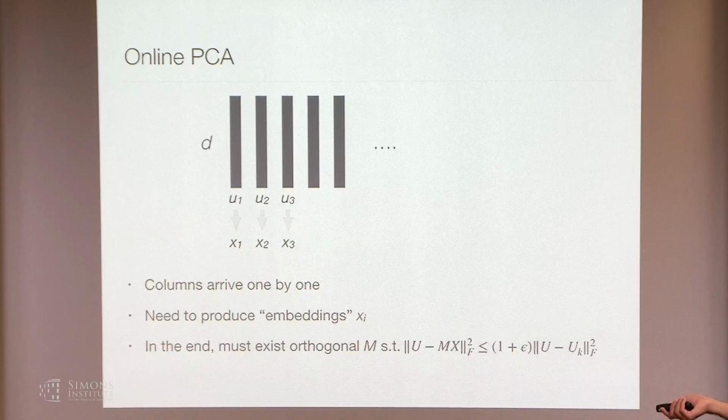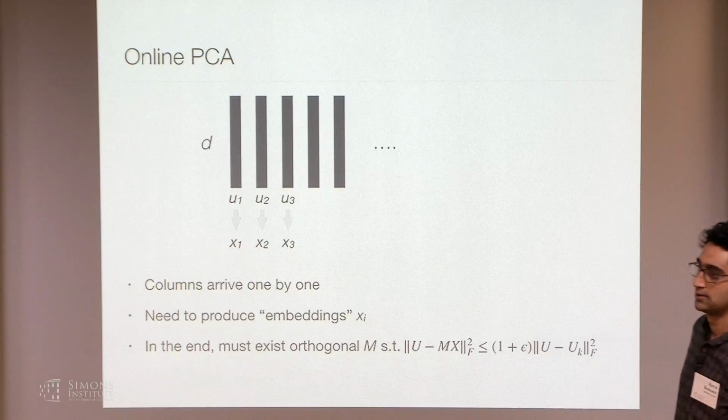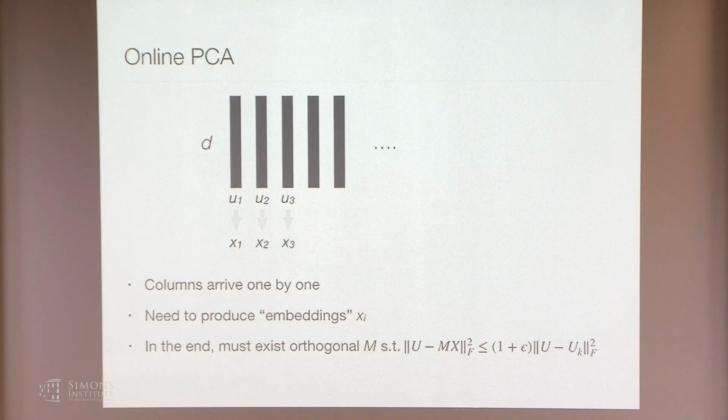Suppose the dimension was 1. Then you're basically trying to produce the first singular vector, sort of coordinate by coordinate. The row singular vector. The row singular vector.